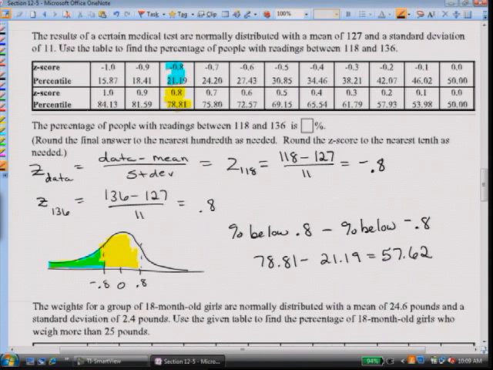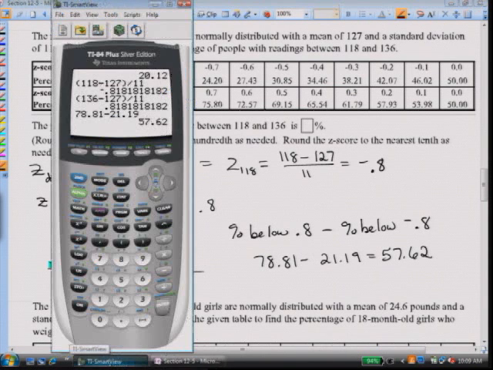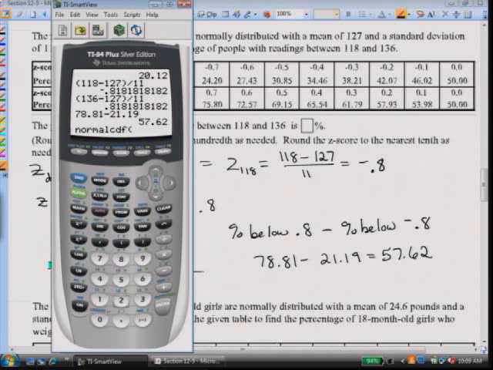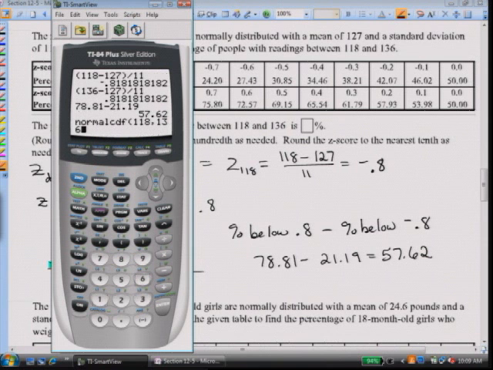Okay, just for a second, if I were to do this with my calculator, I don't even have to do any of that z-score stuff at all. I can just do the lower data value, which was 118, comma the upper data value, which is 136, comma the mean, which was 127, comma the standard deviation, which was 11.